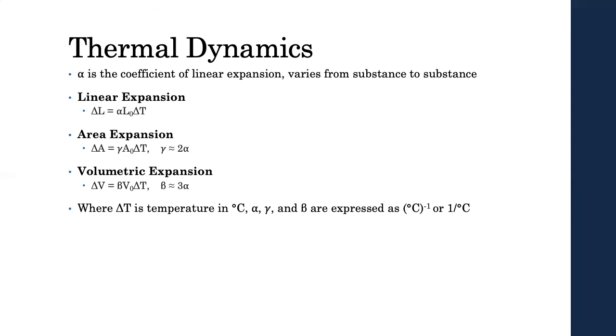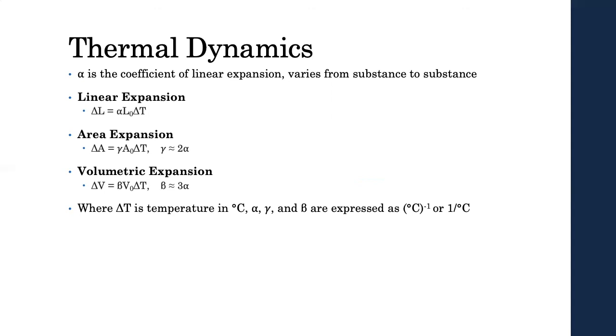Alpha is the coefficient of linear expansion, and it varies from substance to substance. It's not the same for copper as it is for iron, as it is for air, or some. So the linear expansion formula is given: the change in length experienced is equal to the alpha value multiplied by the original length multiplied by the change in temperature. That change in temperature is in degrees Celsius or Kelvin.